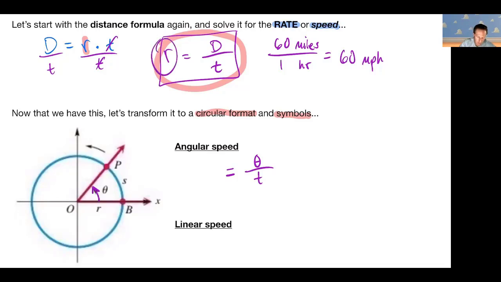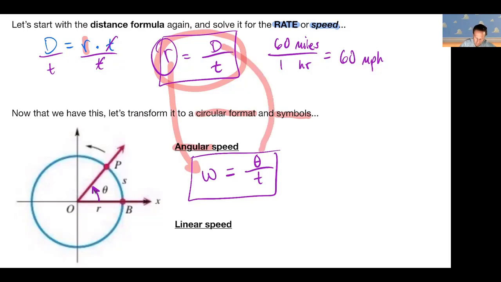But so that we don't get confused with just any old rate, and to show where the theta came from, for the angular speed we're going to use a letter called omega. It looks like a W. That is going to be our quote-unquote new formula, which we're calling angular speed. The r is still there, as is the distance. It's just in a different form for this different form that we're using of a circle.